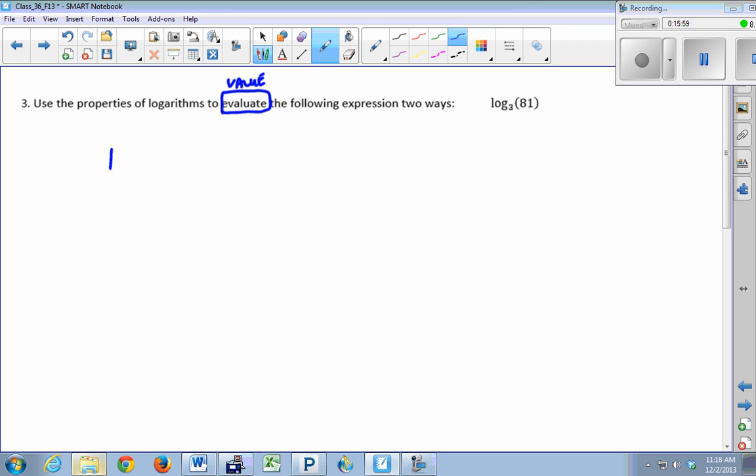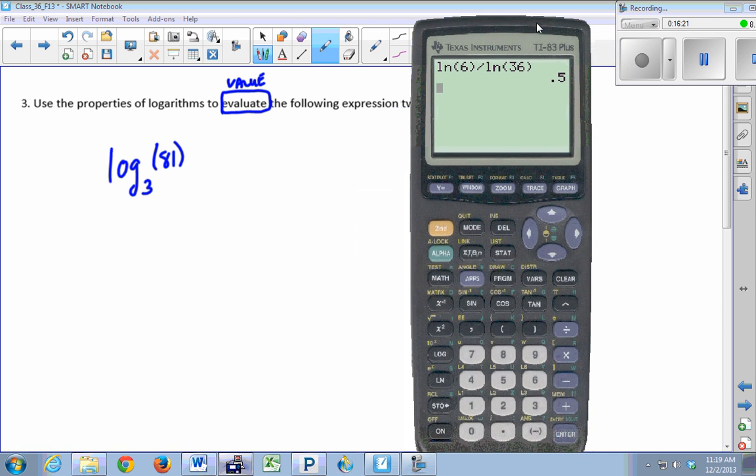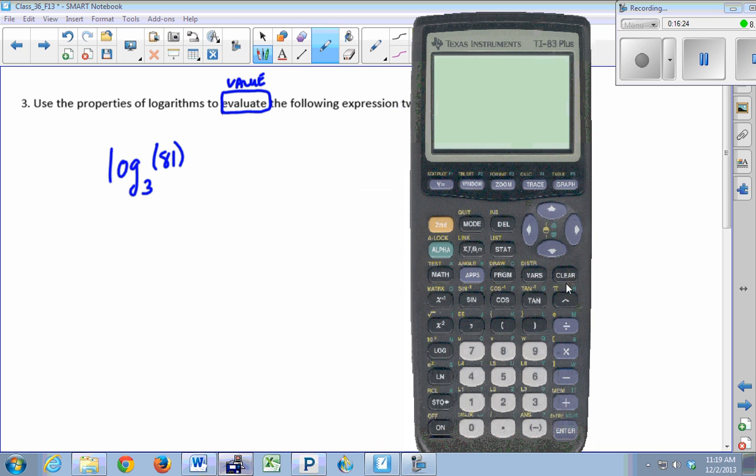So you see log base 3 of 81. So what's one way to do this? Is it log base 10 or log base E? No. Could you use your calculator to do this? Can you use your calculator to do this problem? How would you do it, Ben? Right, you use your change of base. That was one of the formulas we just looked at. You could apply your change of base formula to this.